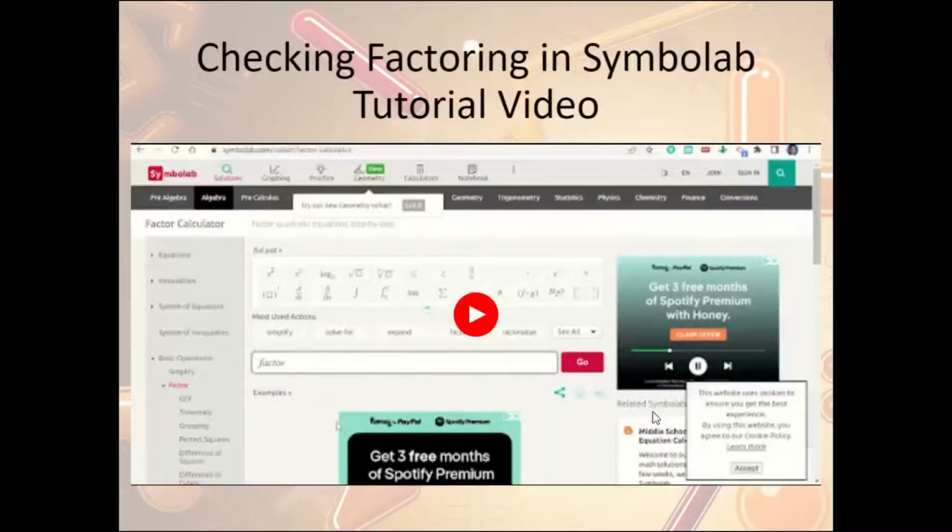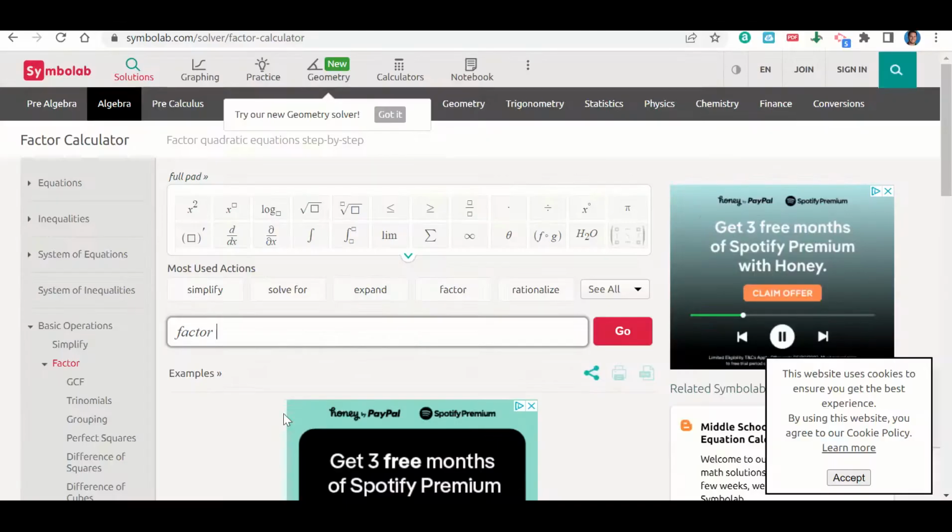Now there's a video here using Symbolab to show you how you can check your work with factoring. So go ahead and watch that video. Let's talk now about how we can use the Symbolab factor calculator to factor polynomials.